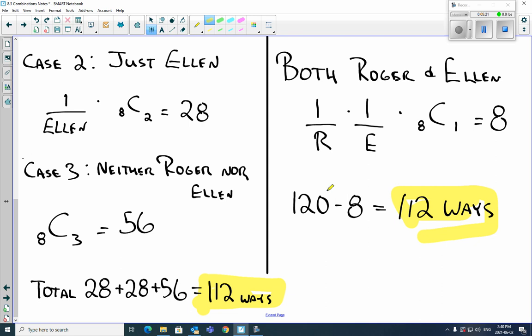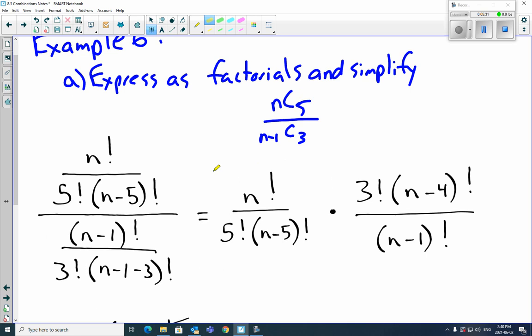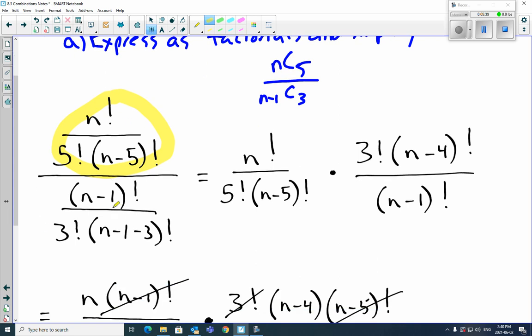Okay, third page. So third page is expressed as factorials and simplify. What we have here is n choose 5 over n minus 1 choose 3. So what we do is we break the first one down. Here's the formula: n factorial over 5 factorial, n minus 5 factorial. We break the bottom part down, so n minus 1 factorial over 3 factorial, n minus 1 minus 3 factorial. So all we've done is taken this whole thing and broken it down into its formulas, okay?